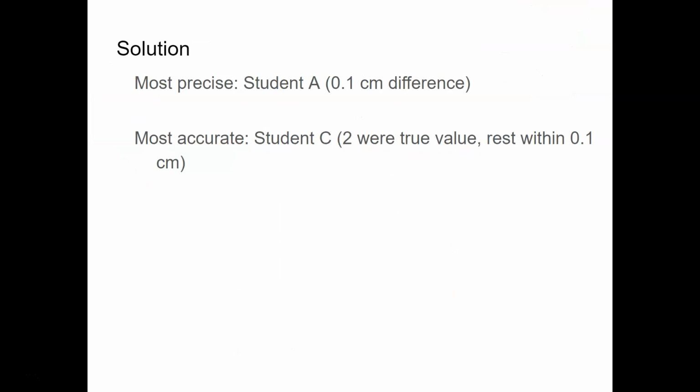Okay, so now we're back. So the answers are student A is the most precise because student A has a difference of 0.1 centimeters, which is within the range of certainty that we have there because we are at the nearest 10th in our estimated value. So that's pretty good. The most accurate student is C because his results were within 0.1, and 2 were the true value. So we didn't take the average and the percent error there, but we did look at range and we did look at how many values were true.